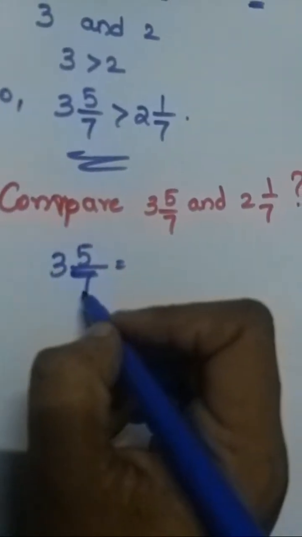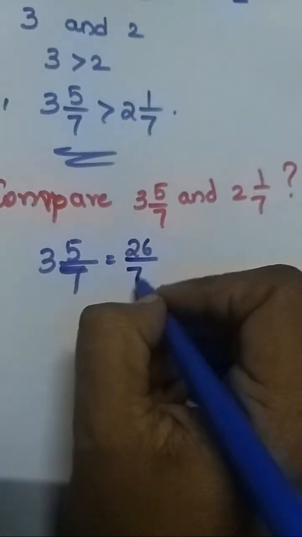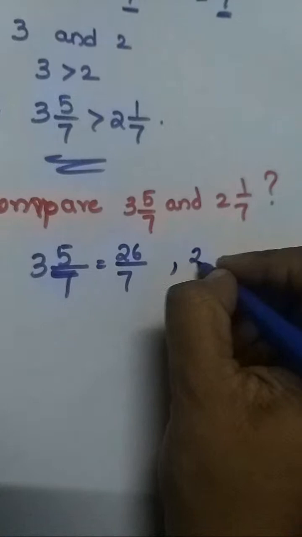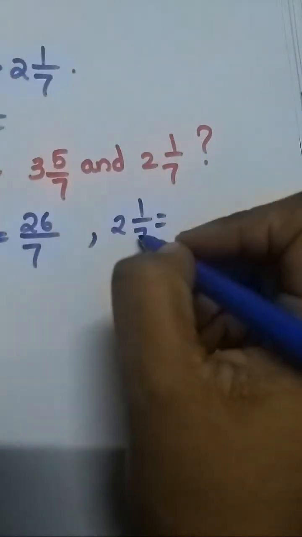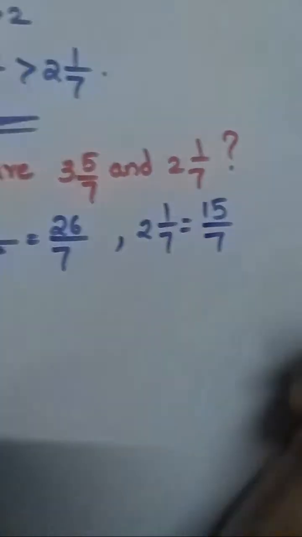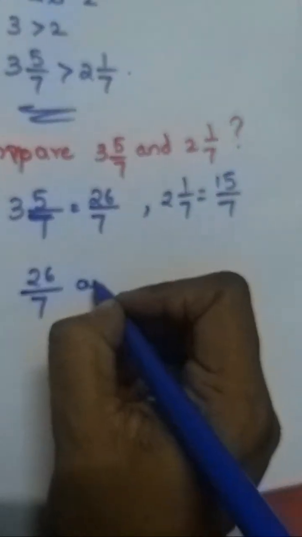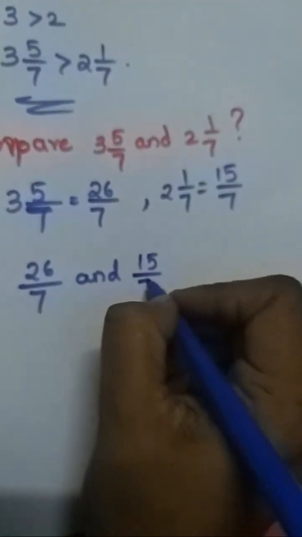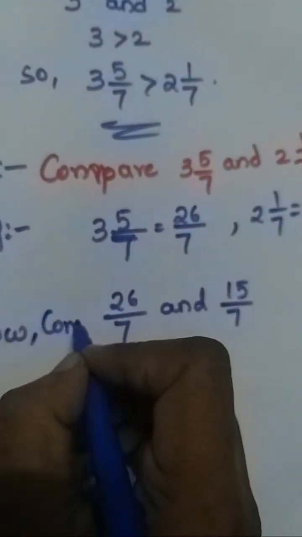3 sevens are 21, 21 plus 5 is 26. The improper fraction we have converted. 2 1 by 7 is converted into an improper fraction: 2 sevens are 14, 14 plus 1 is 15. So 15 by 7. So 26 by 7 and 15 by 7, now compare this. Compare these values.